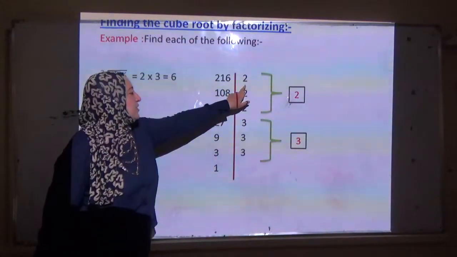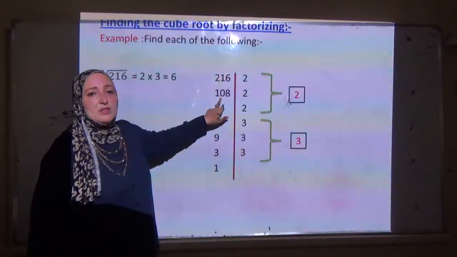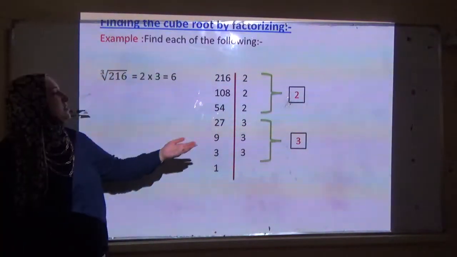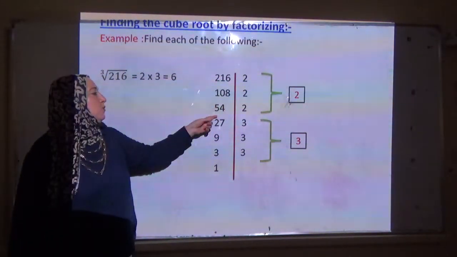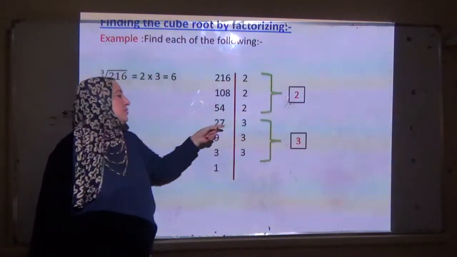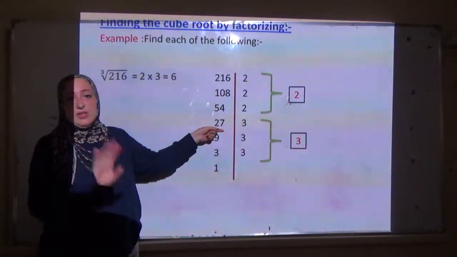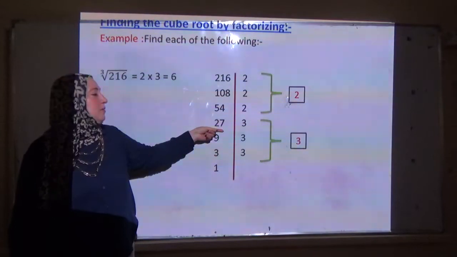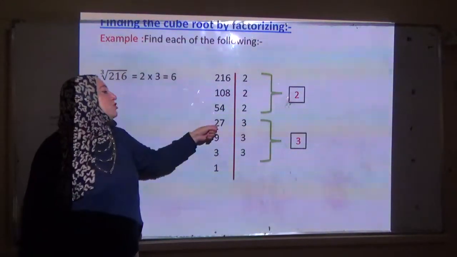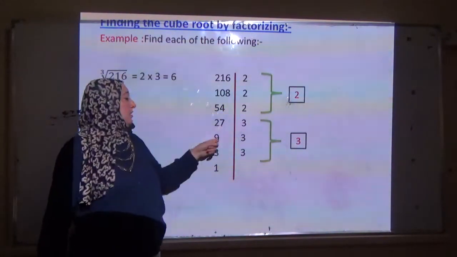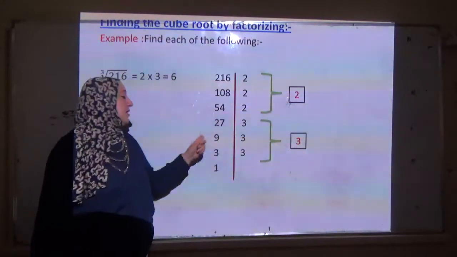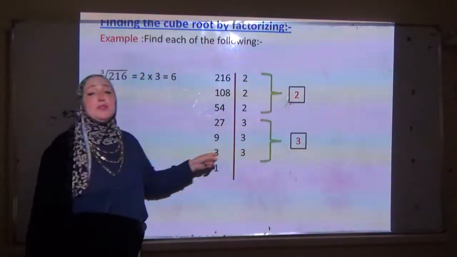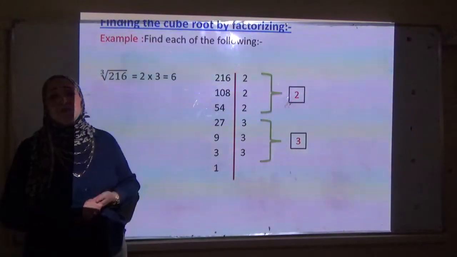216 divided by 2 is 108. 108 divided by 2 is 54. Divide by 2 another time, 27. It's an odd number, we can't divide it by 2 another time. Try 3. 27 divided by 3 equals 9. Divide by 3 again, equals 3. Divide by 3, equals 1.